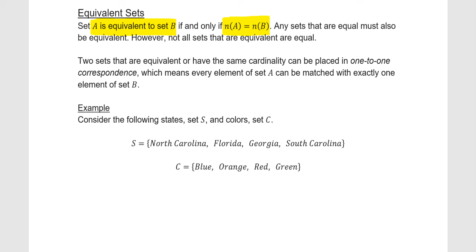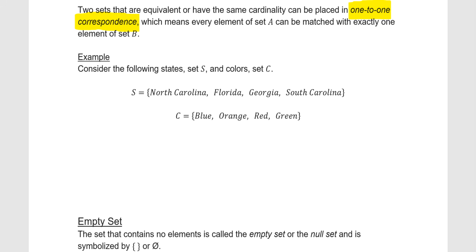Okay, so two sets that are equivalent or have the same cardinality can be placed in what we call a one-to-one correspondence of each other. And this means that every element of set A can be matched with exactly one element of set B. So let's see what this means in this example. Let's say we have the following states, which are in set S, and the following colors, which are elements in set C. So S, we have the elements North Carolina, Florida, Georgia, South Carolina. And set C, we have the colors blue, orange, red, and green.